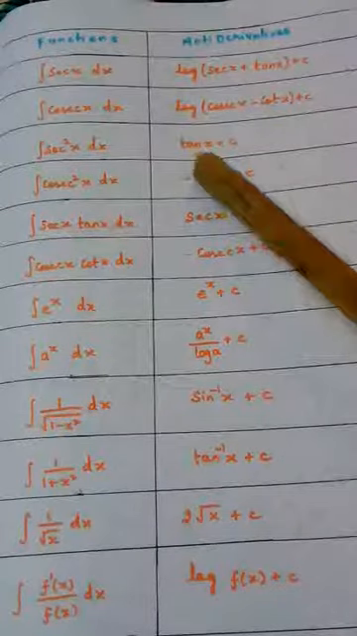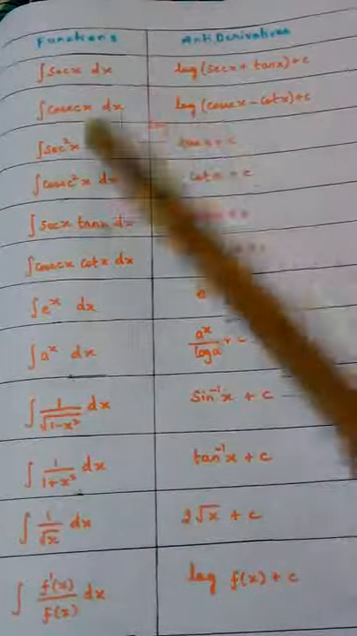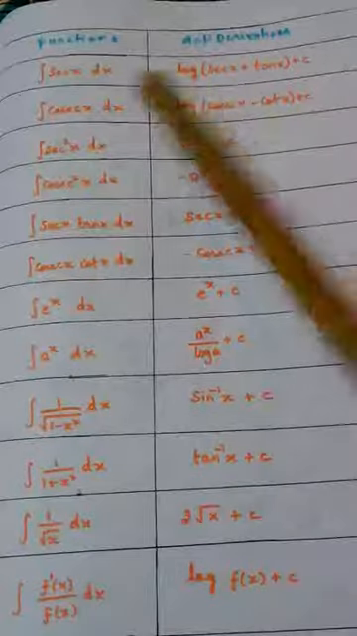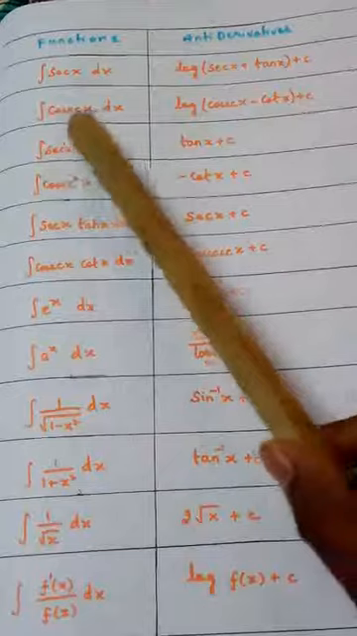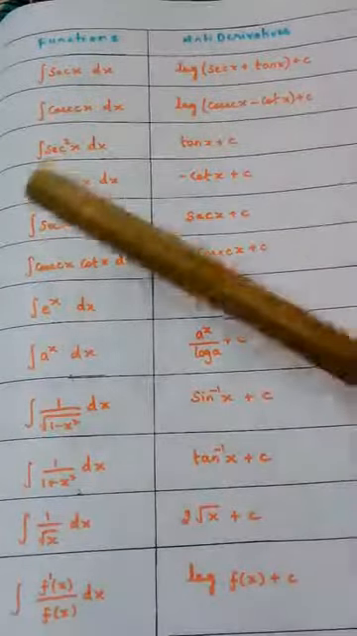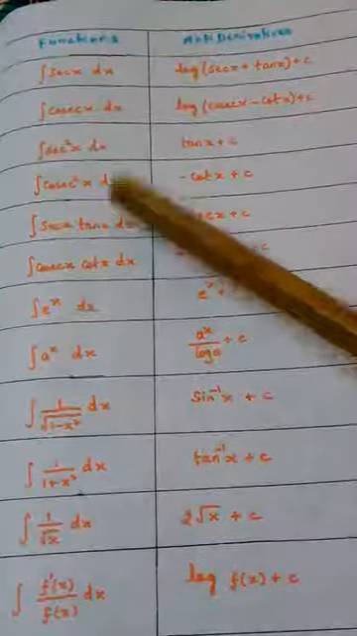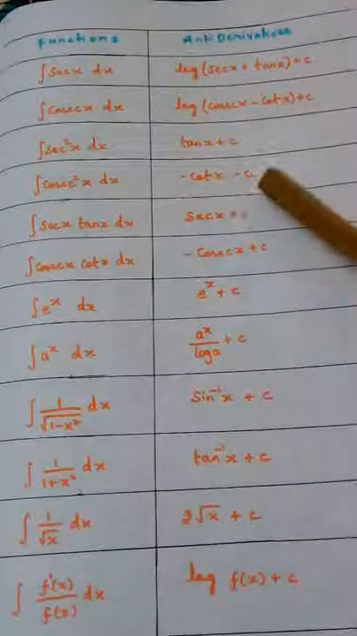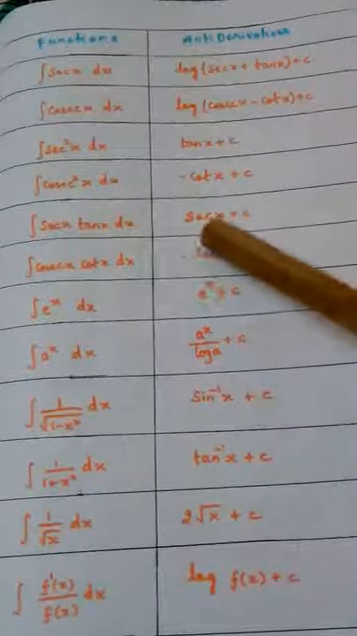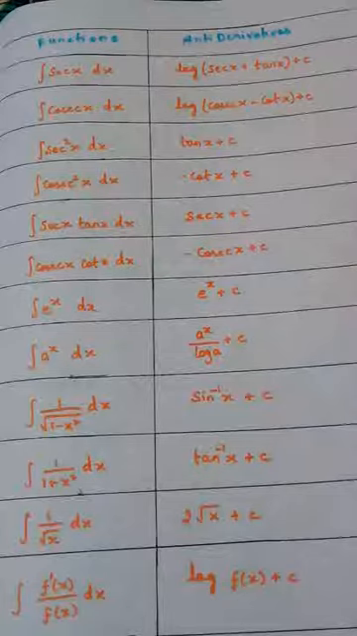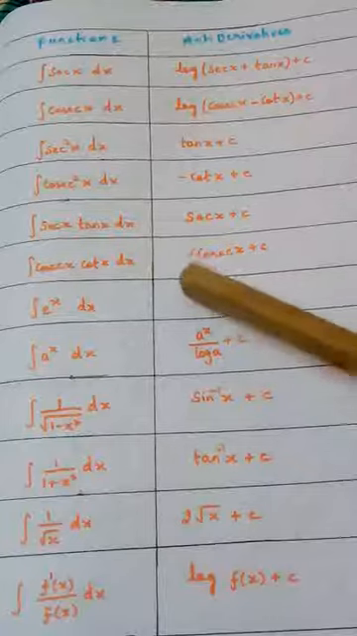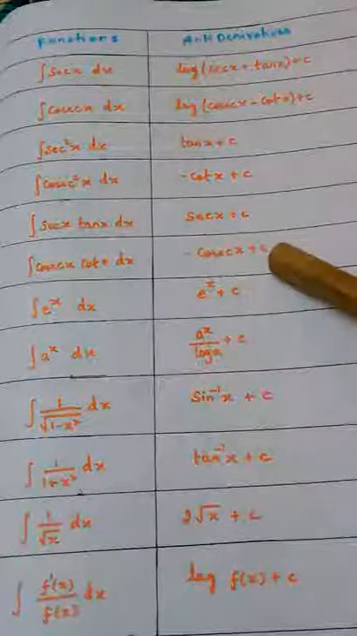Even if we have learnt in differentiation of tan x, we know very well, differentiation of tan x is secant square x. So integration of secant square x is nothing but tan x. Similarly, integral cosecant square x dx is minus cot x plus c. Integral secant x tan x dx, answer is secant x plus c. Integral cosecant x cot x dx, answer is minus cosecant x plus c.